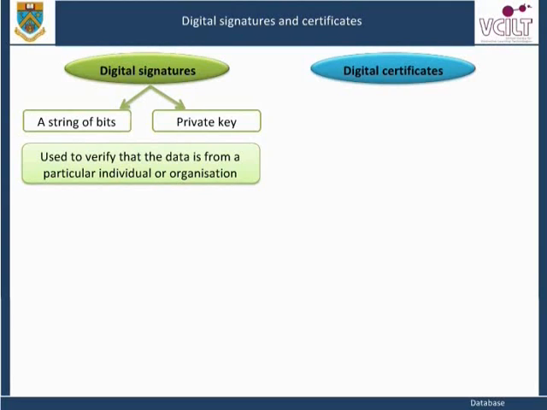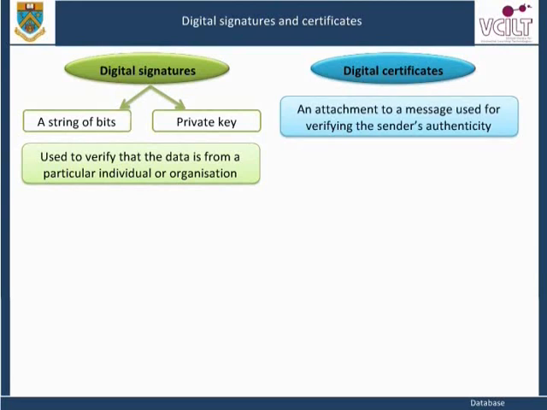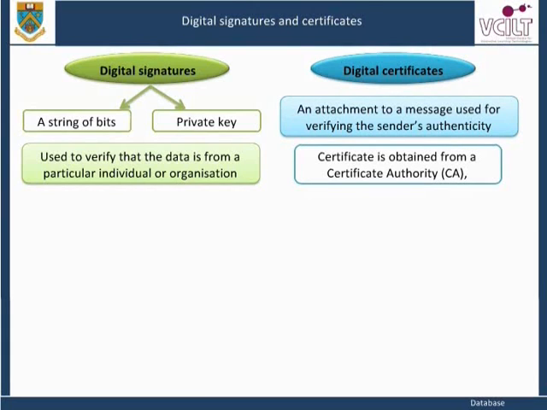Digital certificates. A digital certificate is an attachment to a message used for verifying the sender's authenticity. Such a certificate is obtained from a certificate authority, CA, which must be a trustworthy organization. When a user wants to send a message, he or she can apply for a digital certificate from the CA. The CA issues an encrypted certificate containing the applicant's public key and other identification information. The CA makes its own key publicly available.